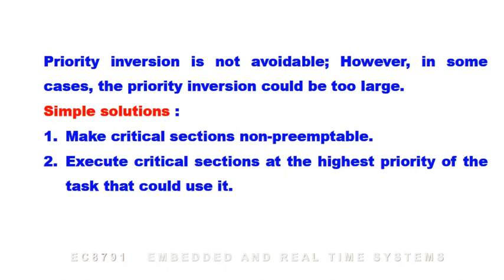Priority inversion is not avoidable. However, in some cases, the priority inversion could be too large. Simple solution: make critical section non-preemptible. Execute critical section at the highest priority of the task that could use it.